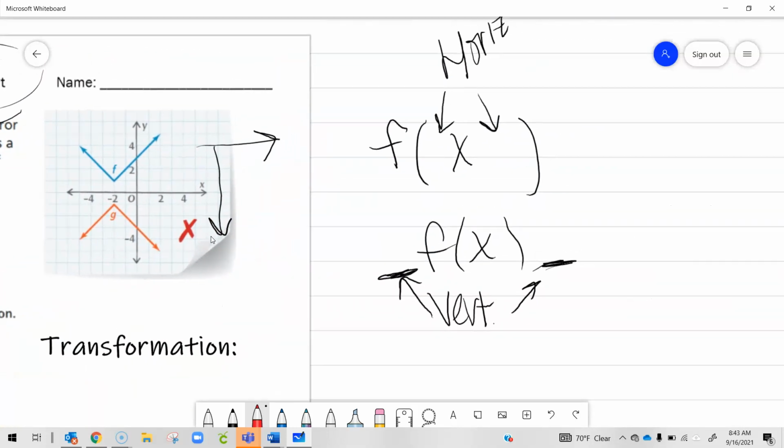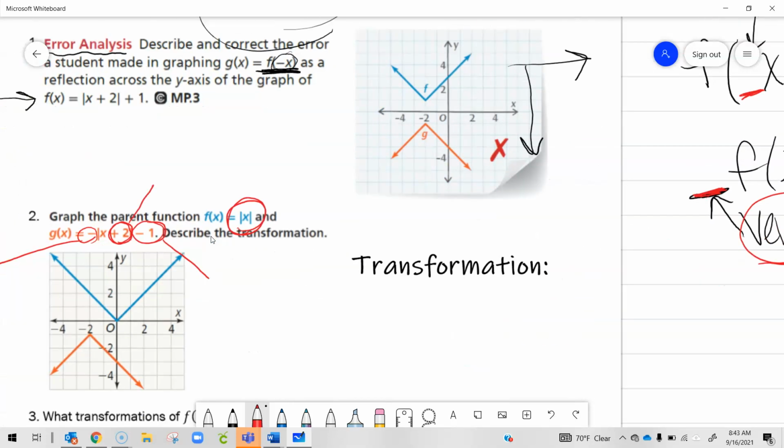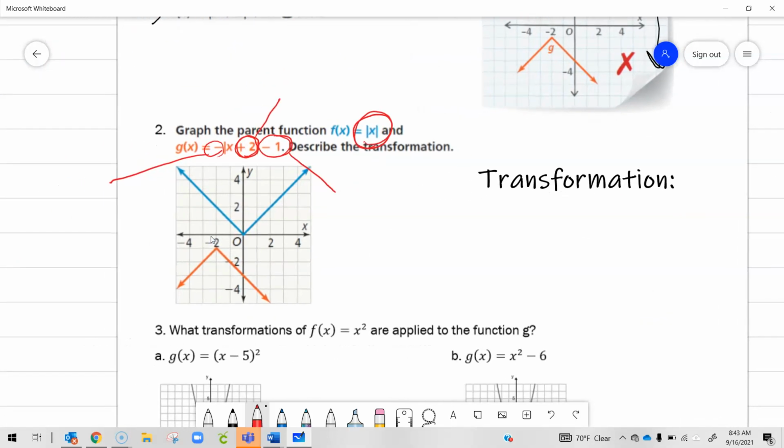Again, going back to what we talked about over here, if we're doing something on the outside of the function, that's going to affect it vertically. And if we do anything on the inside of the function, that's going to affect it horizontally. So first, let's start with this negative. I know that that is vertical. It's going to affect it in the vertical direction, or affect the y values. Same thing with this negative 1, it's going to affect it vertically. The plus 2 is the only thing that was inside with the x, so that's going to affect it horizontally.